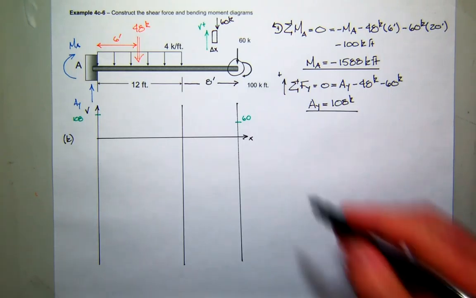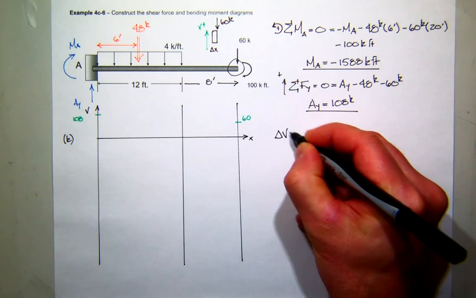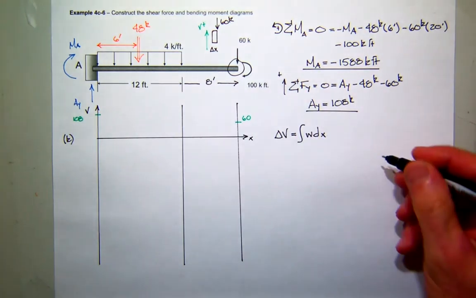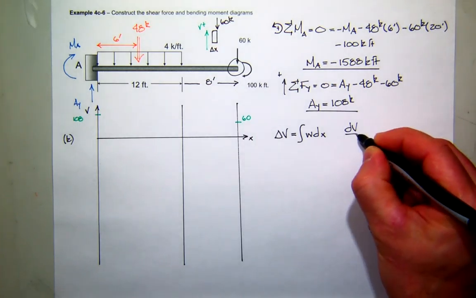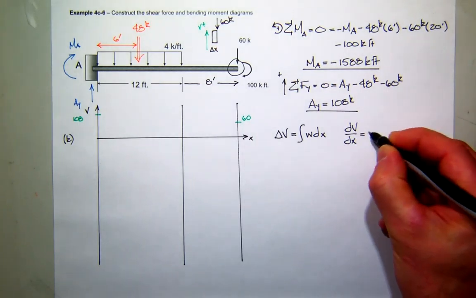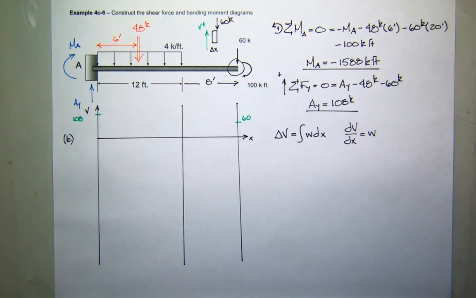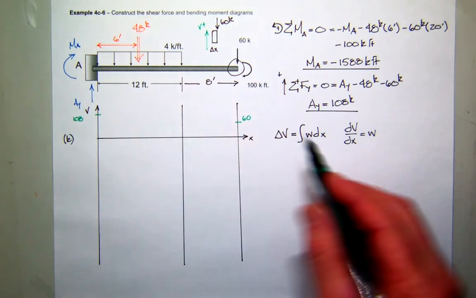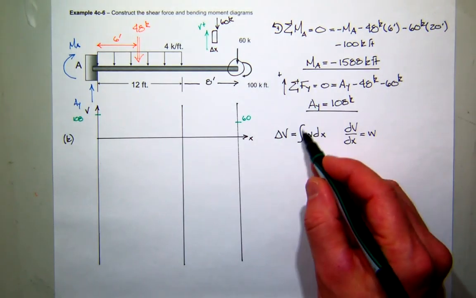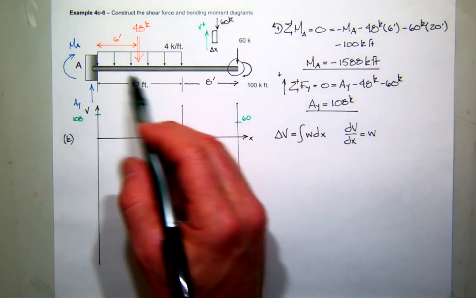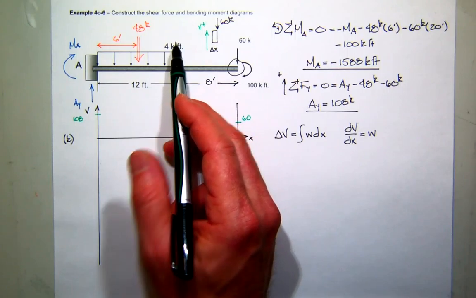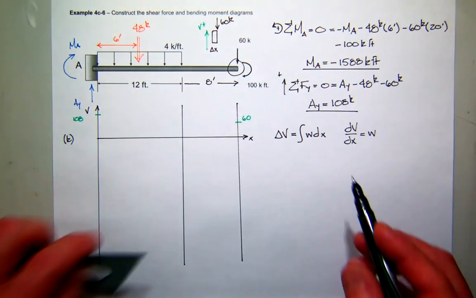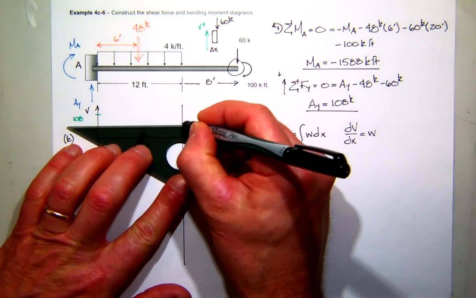Okay, so let's use our relationships. We know that the change in shear between any 2 points is the area under the load diagram, and that the slope of the shear diagram is the force. So here's a good place where we have a nice continuous load over the first 12 feet. So over the first 12 feet, the area under the load curve is what? Base times height, 48. And it's negative because the force is down. So if I start at 108 and subtract 48, what do I get? 60.